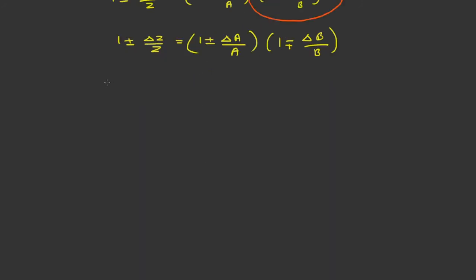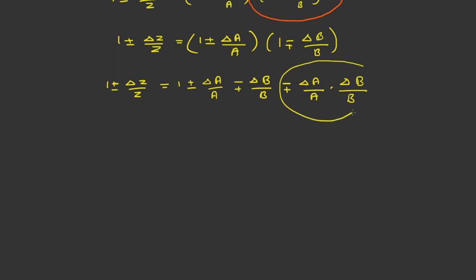Expanding the bracket, I can write it as 1 plus or minus delta Z by Z is equal to 1 plus or minus delta A by A minus or plus delta B by B minus or plus delta A by A into delta B by B. This delta A by A into delta B by B is very small, so it can be neglected, and 1 can be cut out.